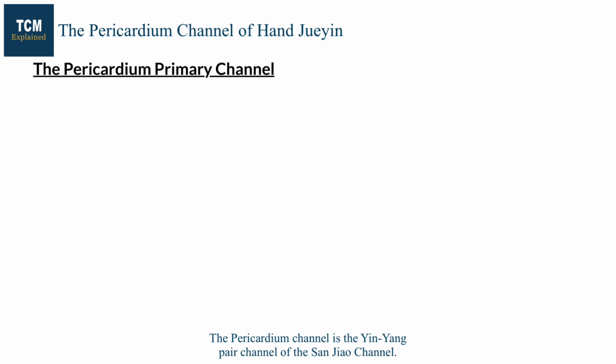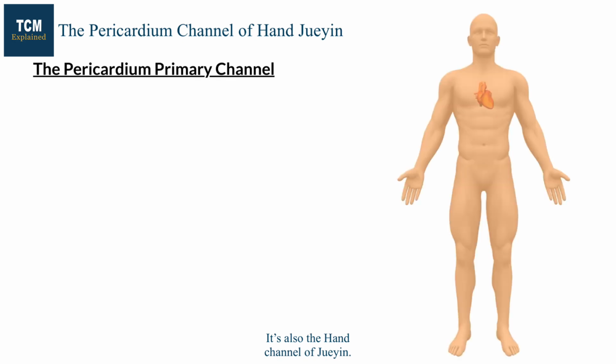The Pericardium Channel is a yin-yang pair channel of the Sanjiao channel. It's also the hand channel of Jueyin. The pericardium primary channel starts in the center of the chest. It connects with the pericardium, then goes down through the diaphragm to the middle jiao and the lower jiao.